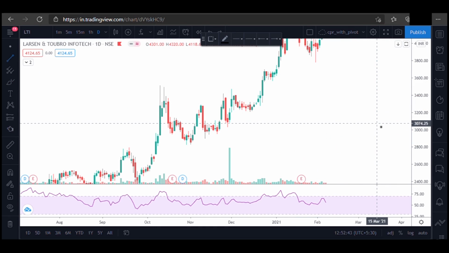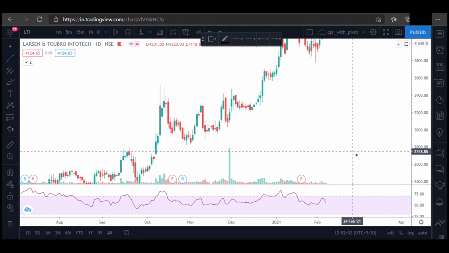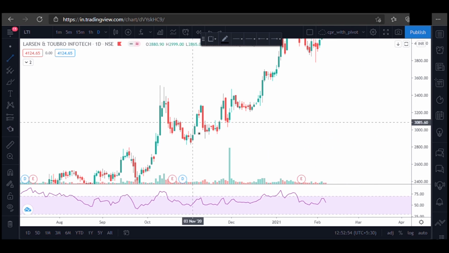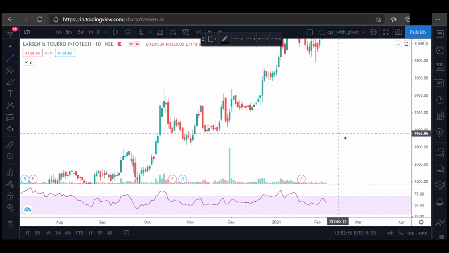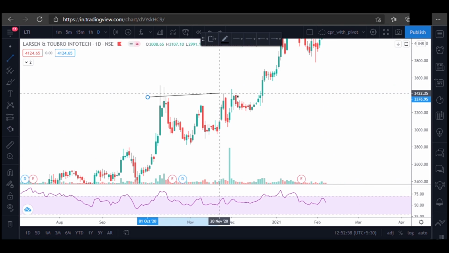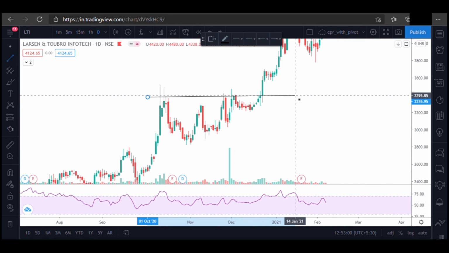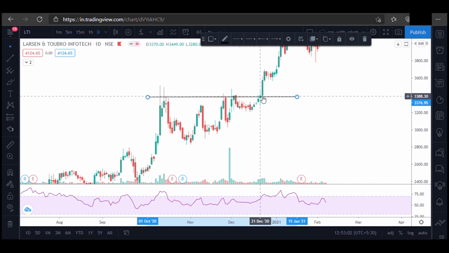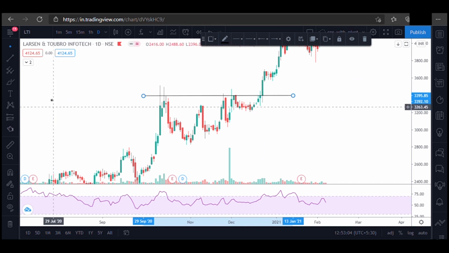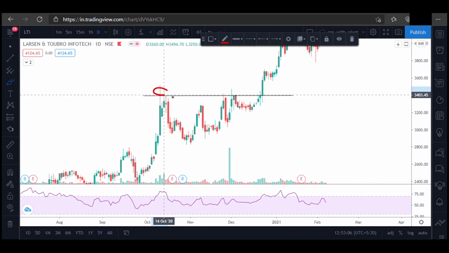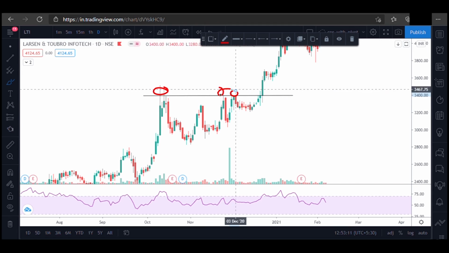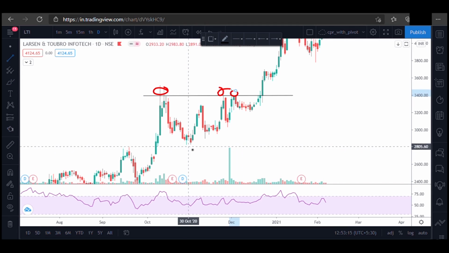For a beginner, let's see how I entered into this stock. This is the price movement of L&T Infotech, and if you see, here we can draw a line. Here we can draw a resistance, because whenever the price comes near this line, it pushes the stock downwards. So this is a clear resistance. Secondly, I am going to draw a support.